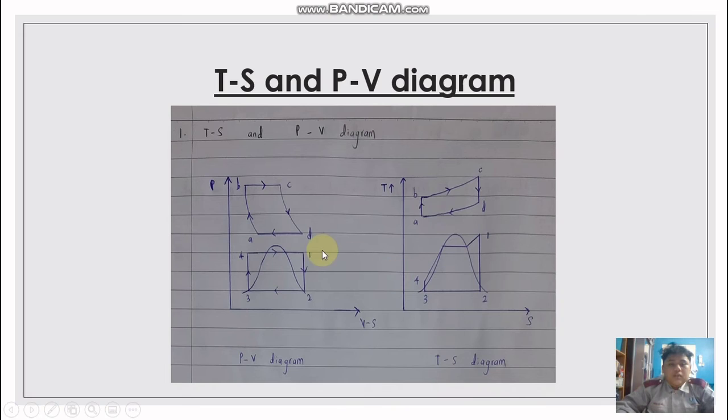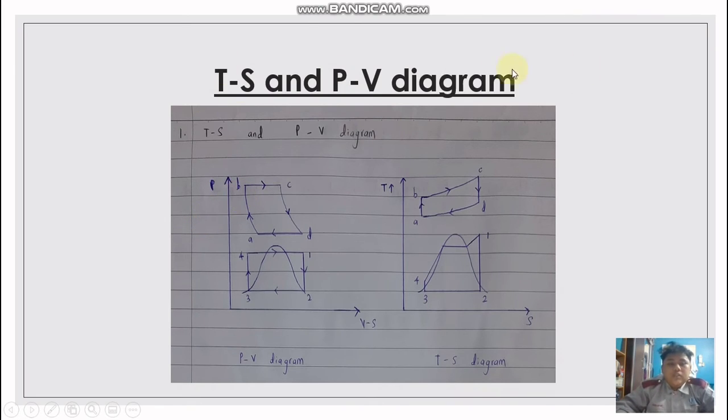Okay. For today, I will explain about the combined vapor gas power plant. I will explain the topic about the TS and the PV diagram of the power plant, and also the advantages and the disadvantages of the power plant.